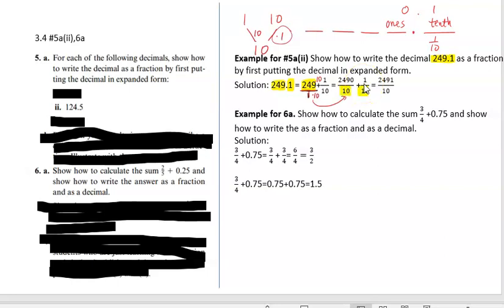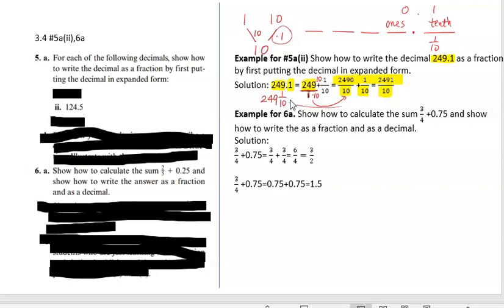So now they have the same denominator, which means they have the same size parts. So we keep the denominator, that's the size of the part, which is 1/10. Then we add the numerators. 2,490 plus 1 gives us 2,491. So that's how we turn decimals to fractions. Actually, to an improper fraction. Because if you want to turn this into a mixed number, it's pretty easy. You keep 249, you just change 0.1 to 1/10. So it's 249 and 1/10.